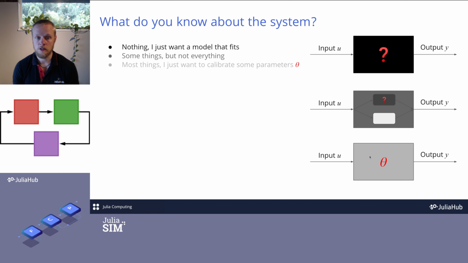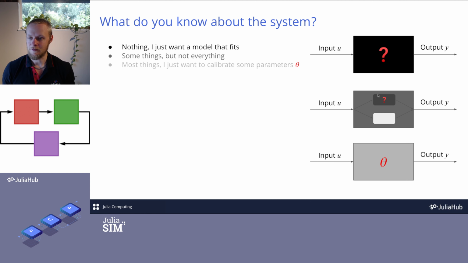In the worst case, we know absolutely nothing about the system. We don't know any equations that describe it. We just want to fit a model. And that's depicted here on the right in the top little diagram. That's often referred to as black box estimation. So we just have the input and the output and we know nothing. Just find a model that fits. All right, so that would be black box estimation.